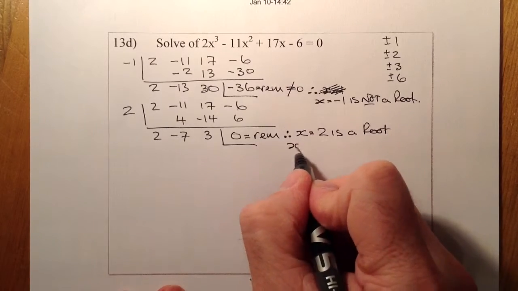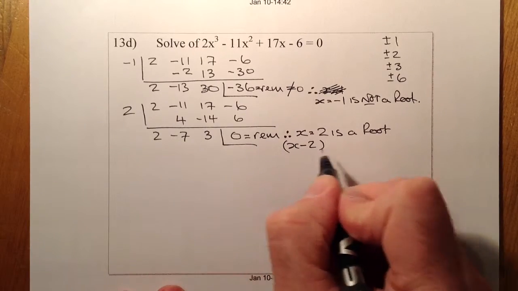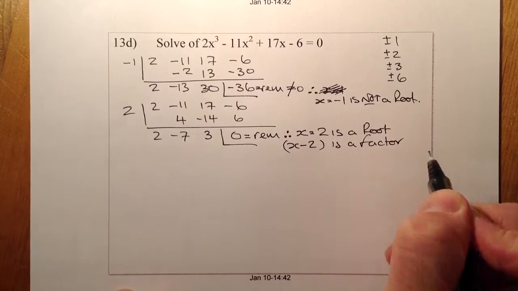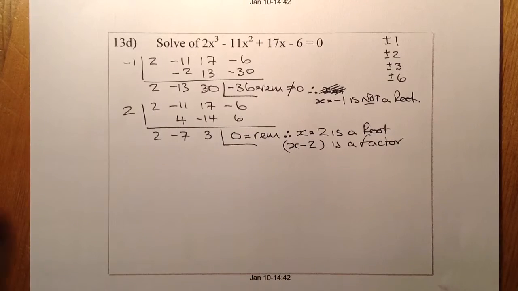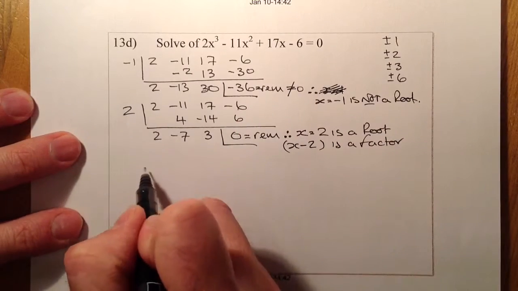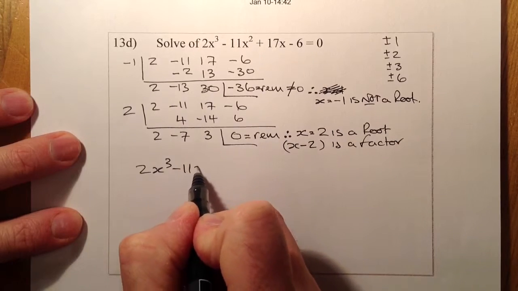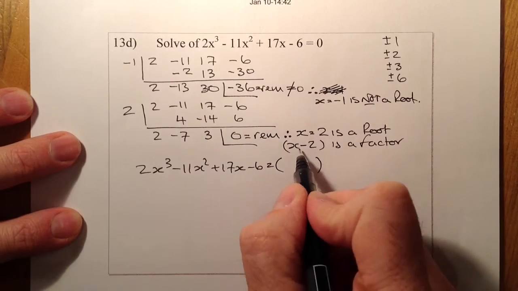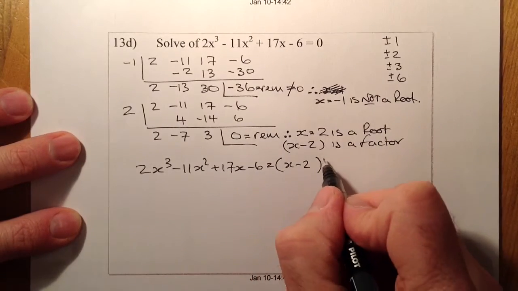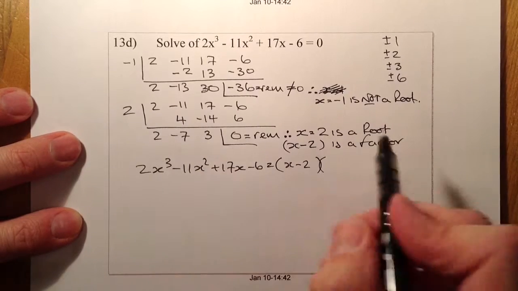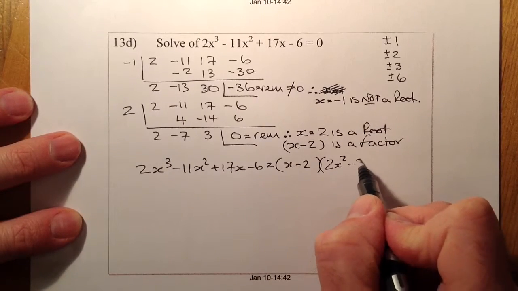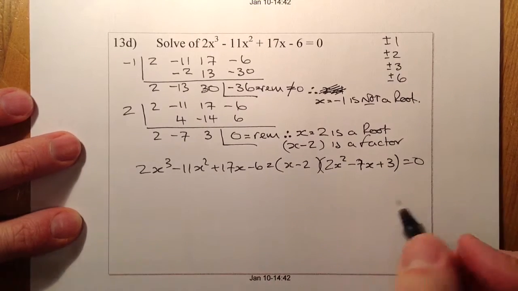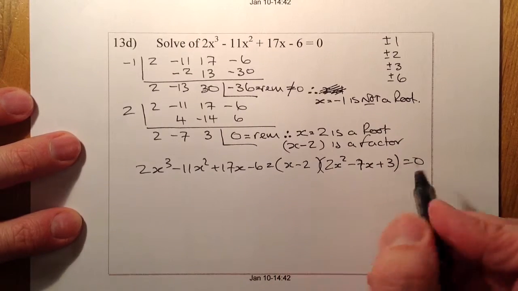And if I know that's a root, just taking that over the other side of the equals gives me x minus 2 is a factor. I'm going to use that in a minute just to sort things out. Let's get the polynomial from the top again, and let's state that this here, minus 6, is going to be equal to, in factorised form, x minus 2, and the quotient that I've got from here is going to be 2x squared minus 7x plus 3, and that equals 0. Let's try to factorise this and solve it.